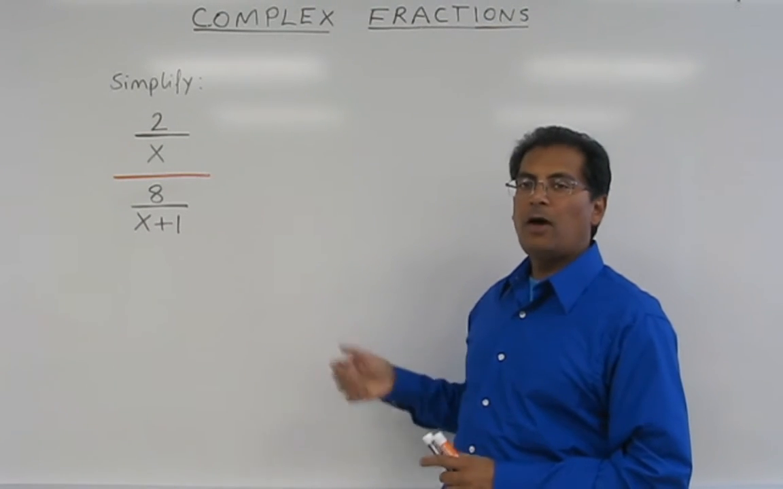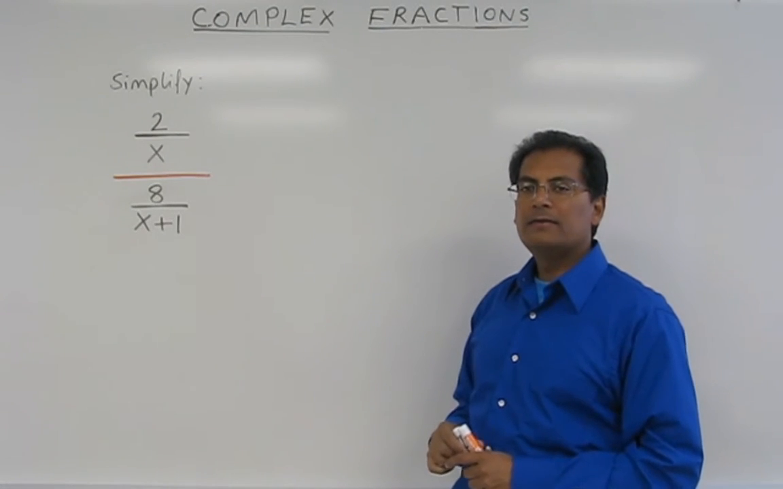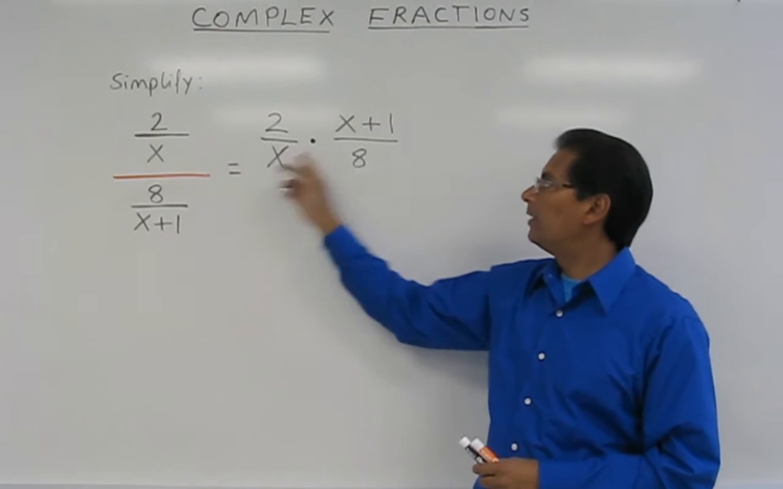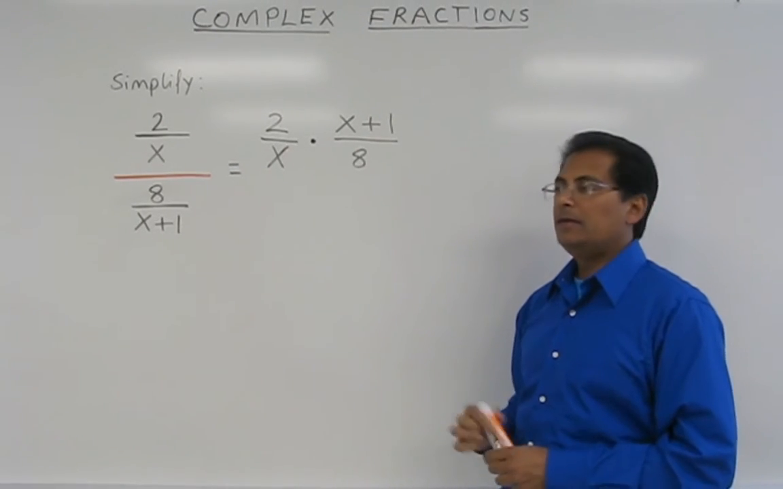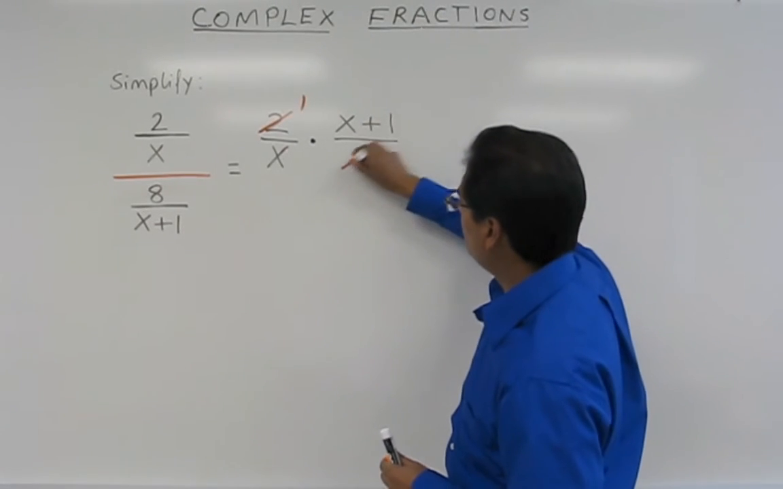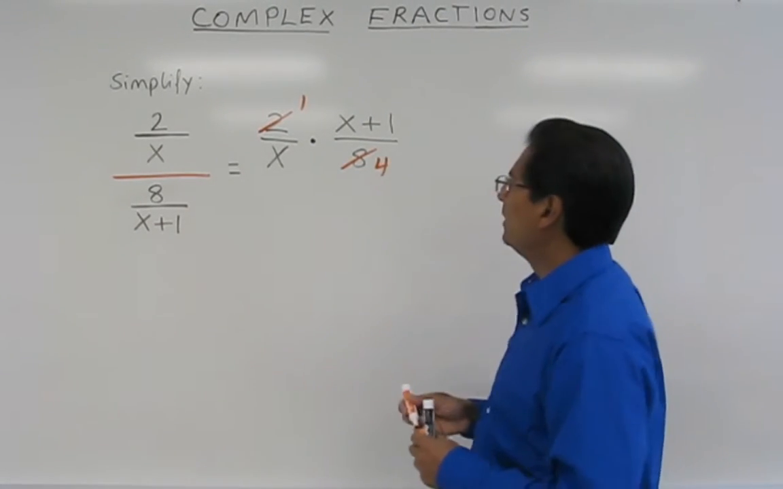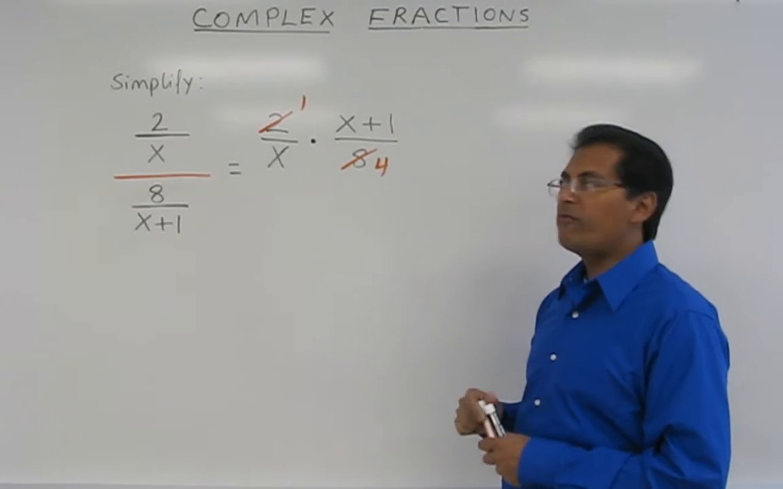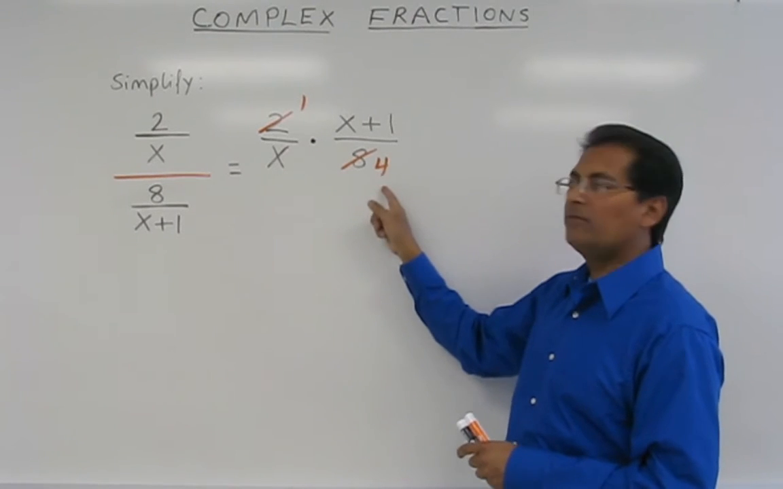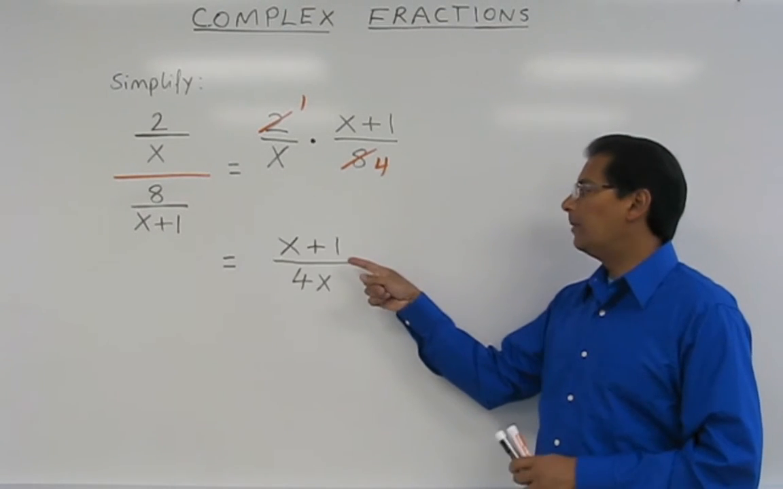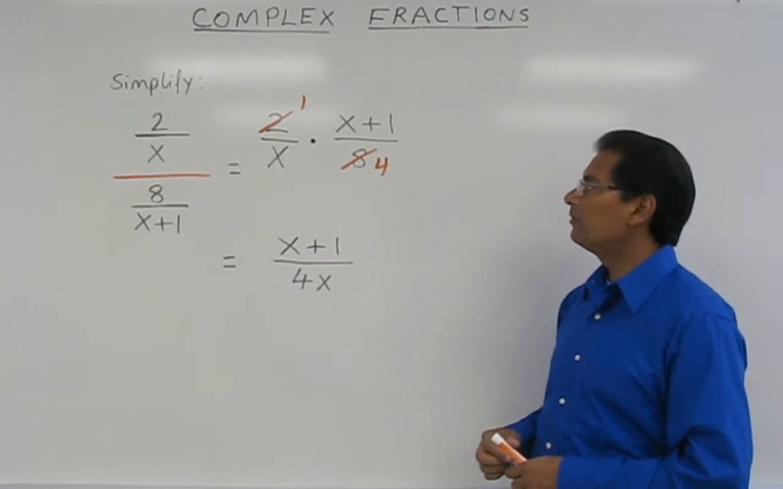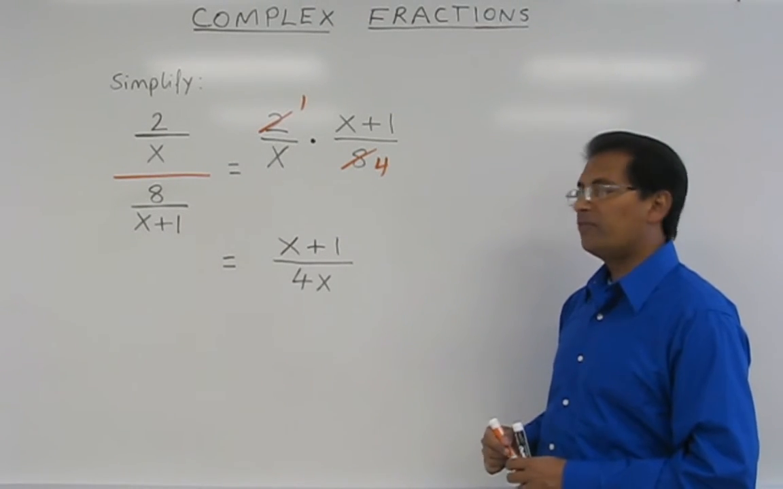So if we flip the denominator and multiply, we get 2 over x times, flip this one, x plus 1 over 8. And we see the 2 and the 8 can cross cancel. 2 goes into itself 1 time, 2 goes into 8 4 times. And then we multiply through the fractions. So we'll have 1 times x plus 1 divided by x times 4, which becomes x plus 1 divided by 4x. That's as far as we go with this complex fraction.